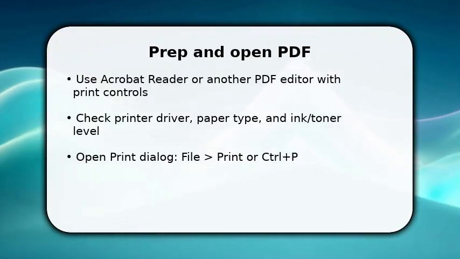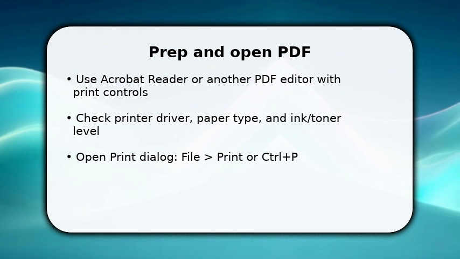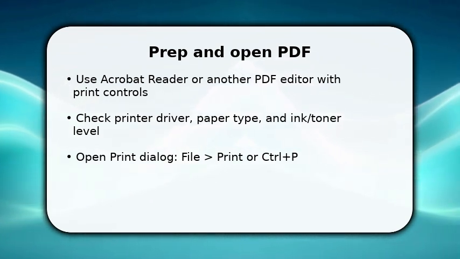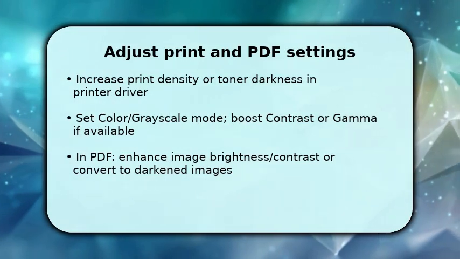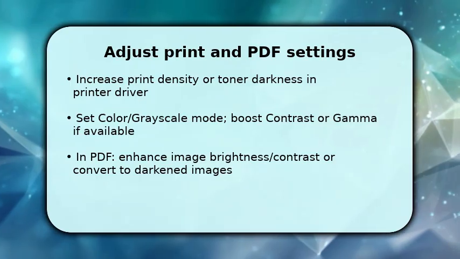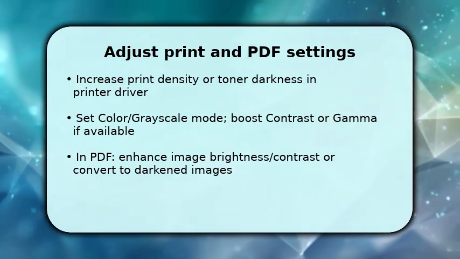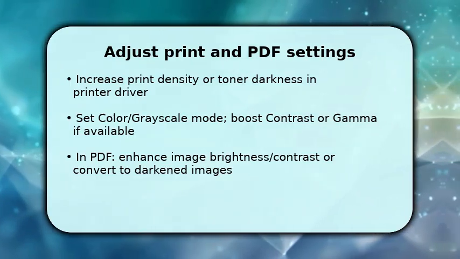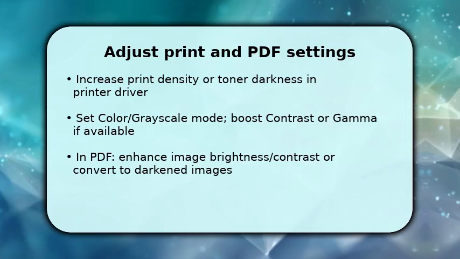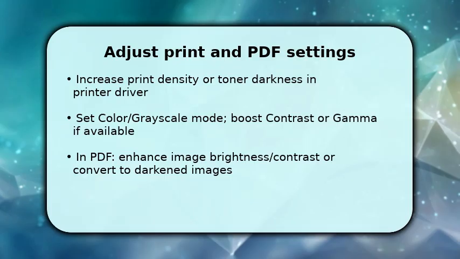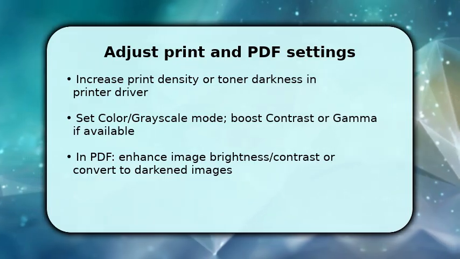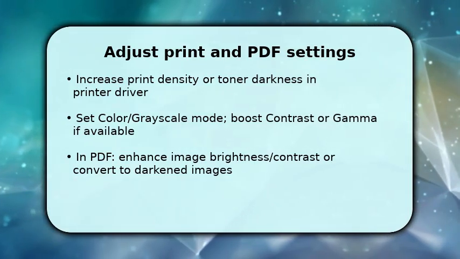You're now positioned to adjust darkness settings in the driver and application simultaneously to get a reliably darker print. You'll now modify both driver and PDF level controls to stack darkness. In the printer properties, raise print density or toner darkness and choose high quality or photo paper if available. That lays down more ink. Then switch color to grayscale if color washing is the issue, and adjust contrast or gamma to deepen midtones.